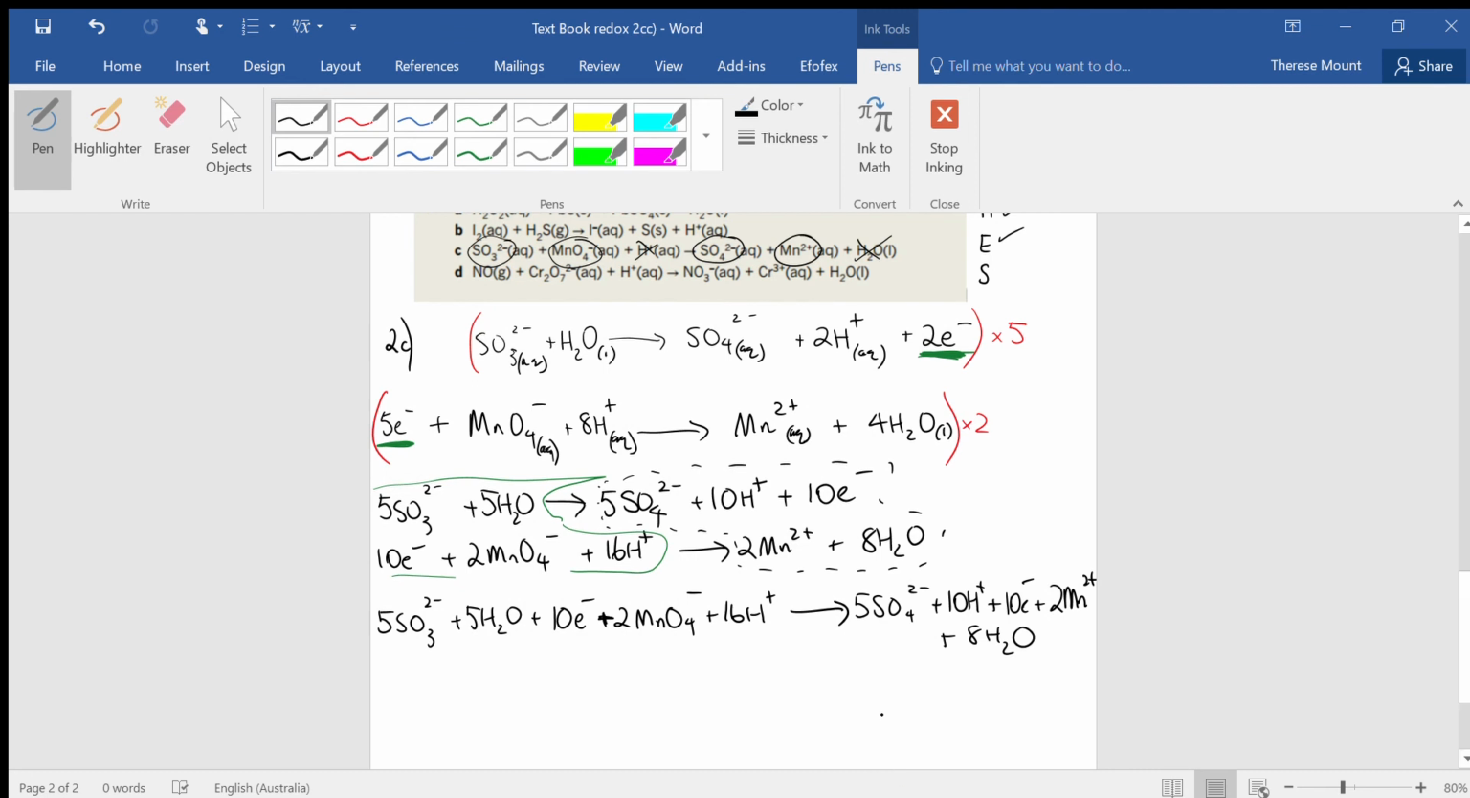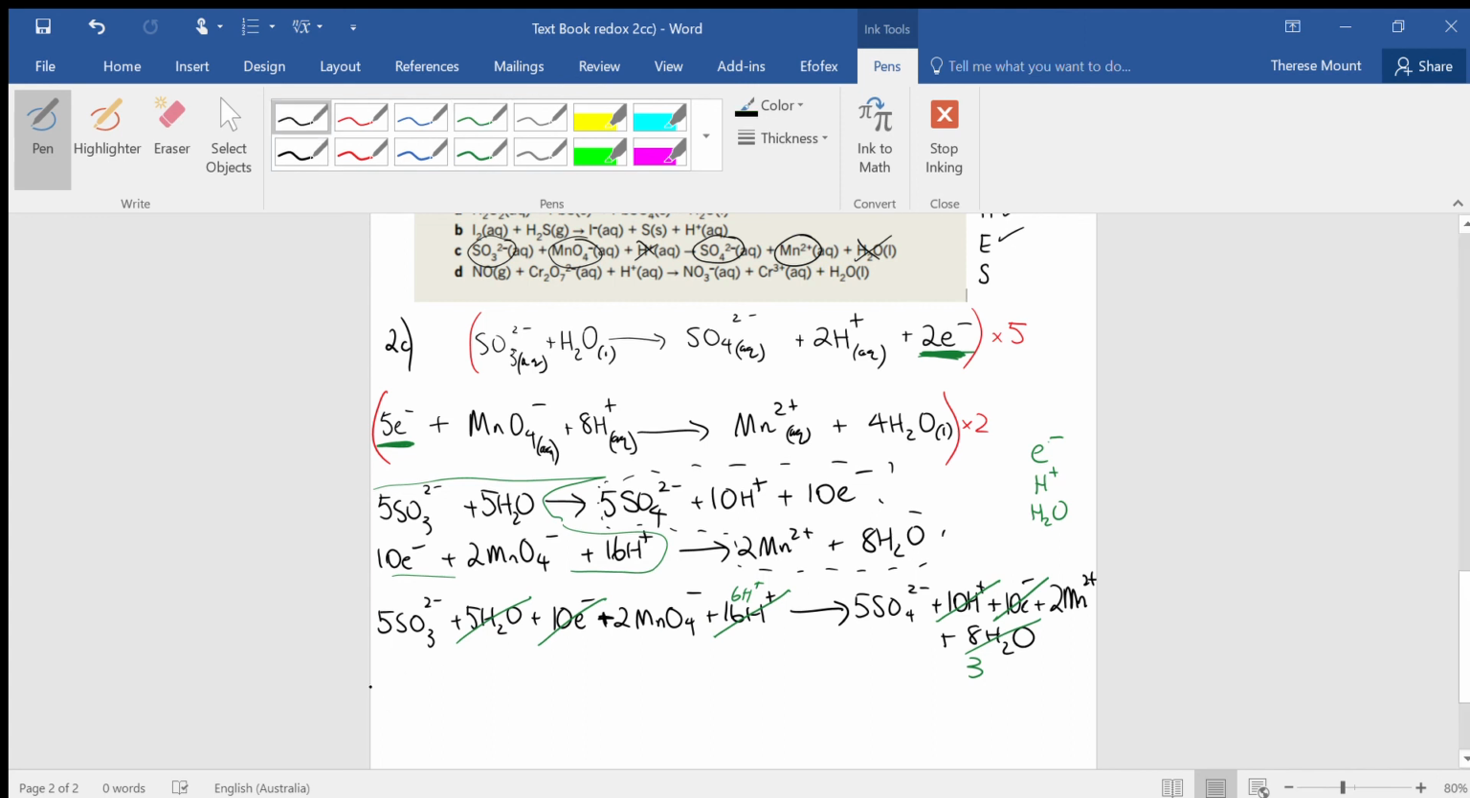Okay, so now I can think about what I can cancel. So I can cancel electrons and the hydrogens and the waters. So 10, 10. Now how many waters do I have on this side? I've got 8. I've got 5 there, so I can knock out that 5 and knock out 5 here to be left with 3 water. 16 and 10 hydrogen. So I can knock out that 10, knock out 10 here, and I'm left with 6 hydrogen. And that's everything I can cancel.